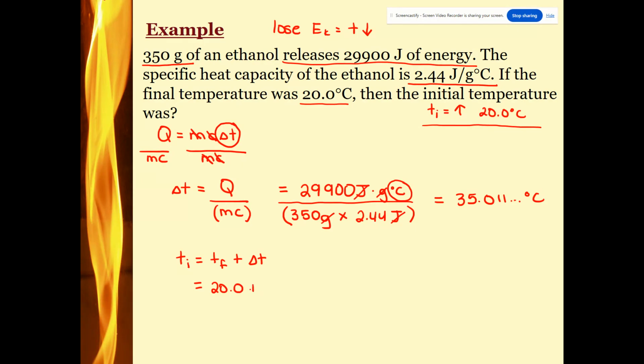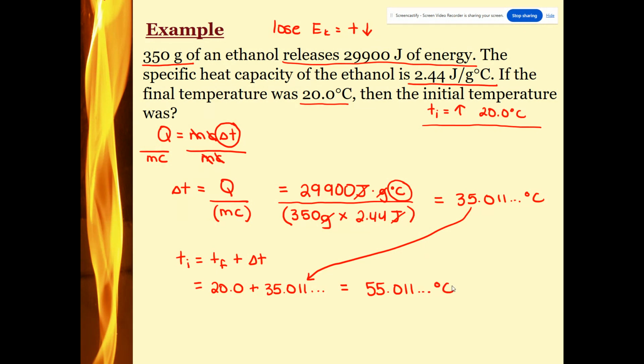Okay, so just some theory work you're doing to figure out, again, leave this answer unrounded, by the way. When you have a multi-step question, always leave an intermediate answer unrounded. Save it in your calculator, use the whole big number, and then apply it to the other number you're adding it to. So here we get 55.011, and so on, degrees Celsius.